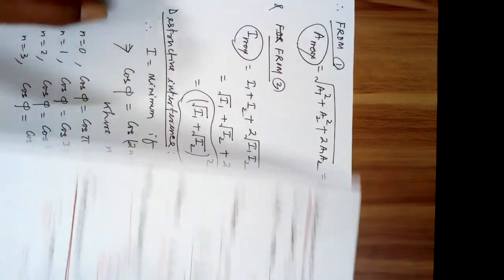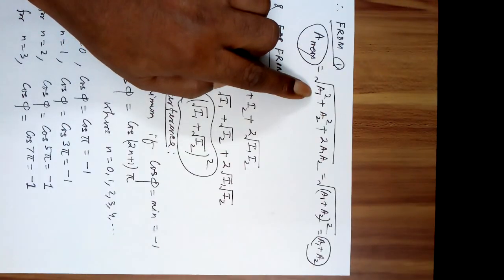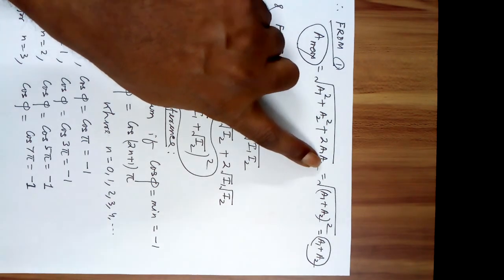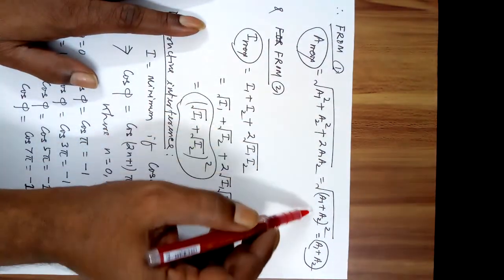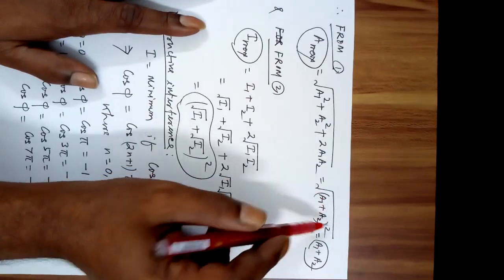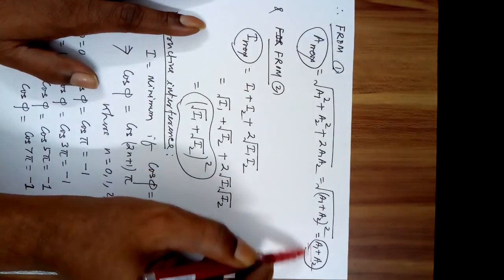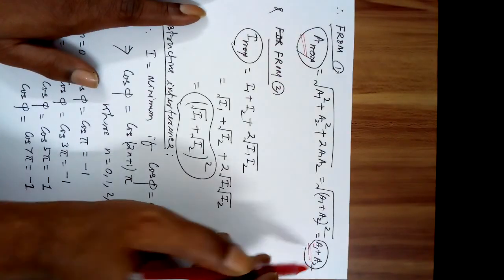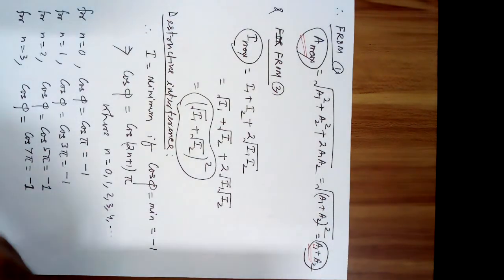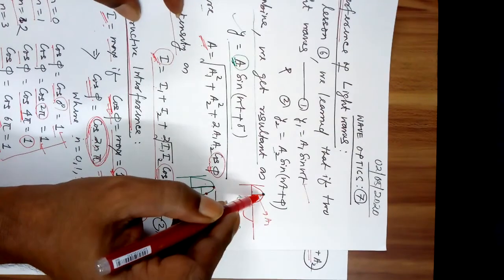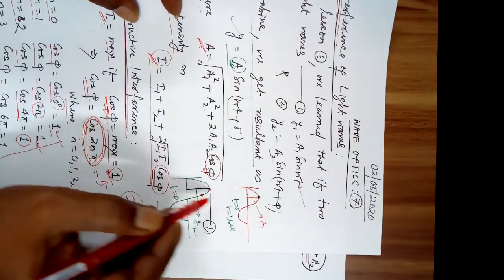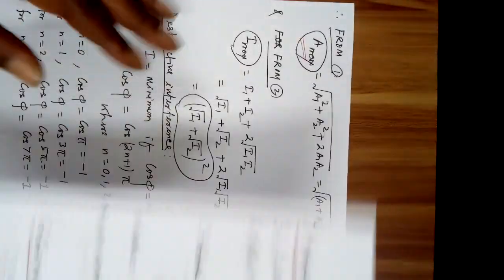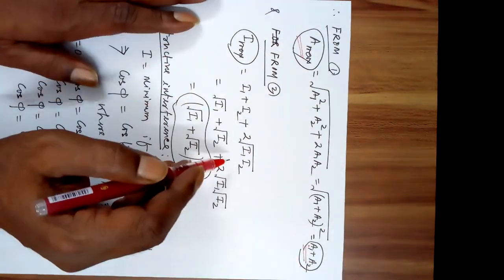So your A maximum is equal to A1 square plus A2 square plus 2 A1 A2, because cos phi is equal to 1. So this is same thing as A1 plus A2 whole square root of that is equal to A1 plus A2. So maximum amplitude is equal to sum of the two individual amplitudes. That is this amplitude plus this amplitude. Here they are not equal. Here this is A1, this is A2. So it is A1 plus A2.